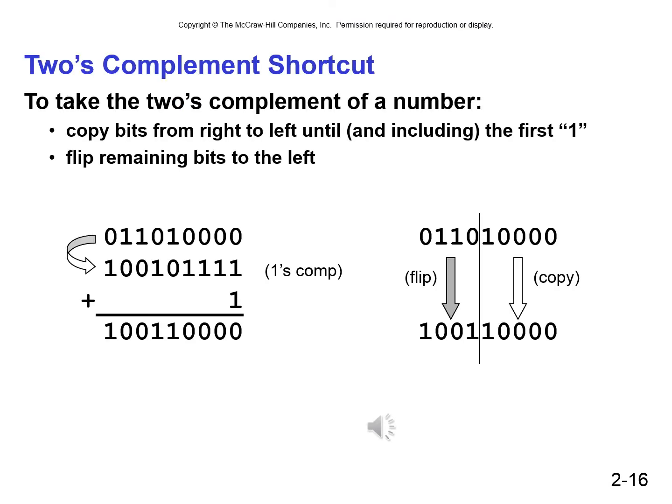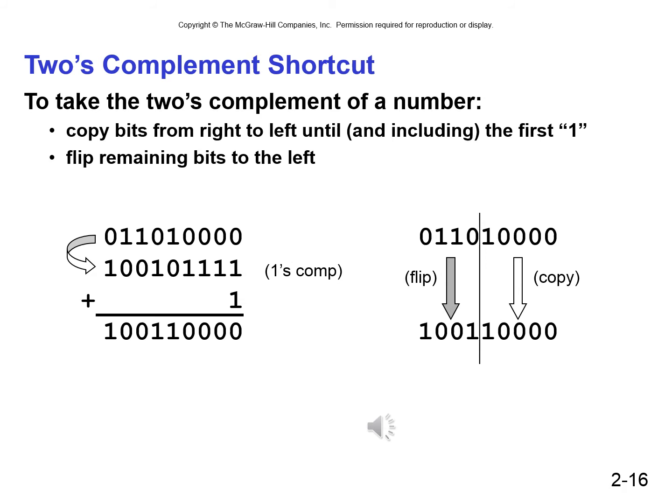Here is a shortcut for 2's complement. On the left-hand side, you'll see the traditional flip the bits and then add 1. On the right-hand side, you'll see the shortcut, which, to be candid, I don't use the shortcut. I don't know why, I just don't. But either one works. You just have to be careful.